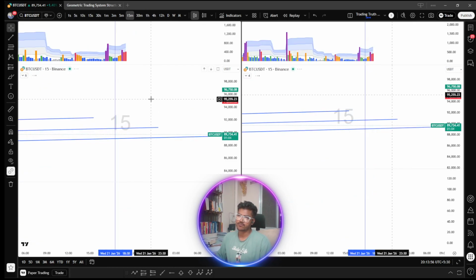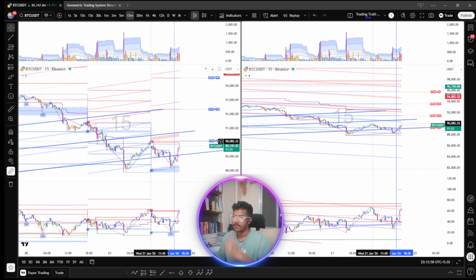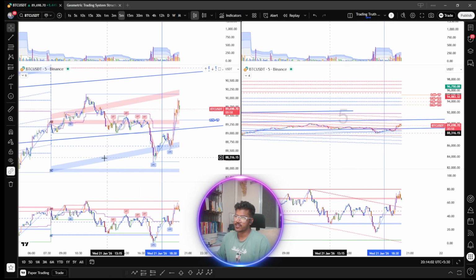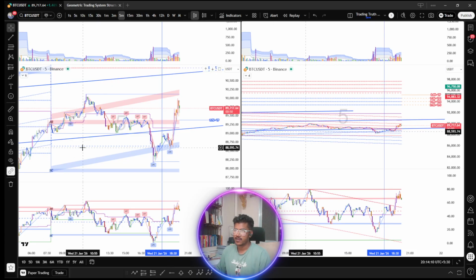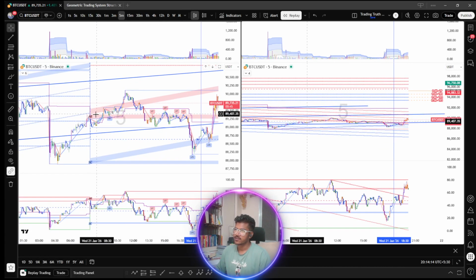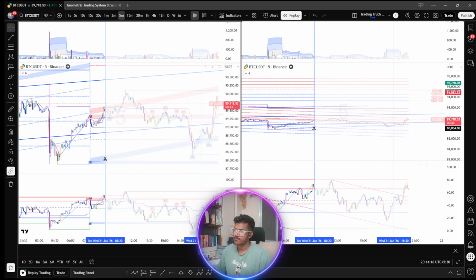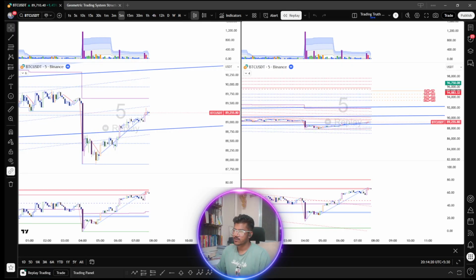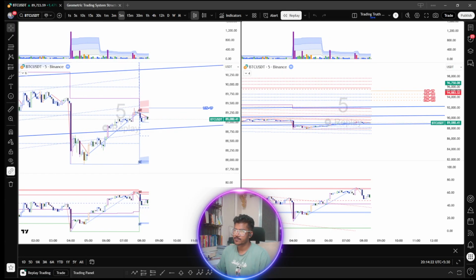So if I come on the 15 minute time frame, or we can come to the 5 minute time frame, you see when this trend line was coming upside, right? If you notice, I'll just run the replay here and show you. I'll just let it run.